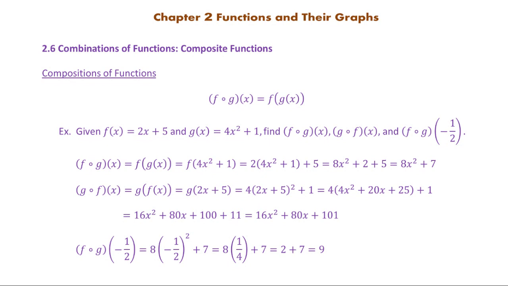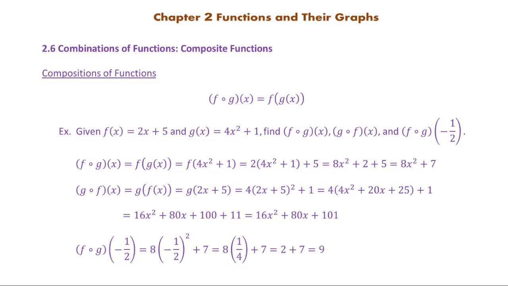You can easily double check it by either foiling it or using the formula we learned before. Okay. And then you distribute the 4 in the first part, you get 16x squared plus 80x plus 100 plus 11. So combine 100 and 11, you can get 16x squared plus 80x plus 111. It's not 101, I'm sorry. So that's a typo here.